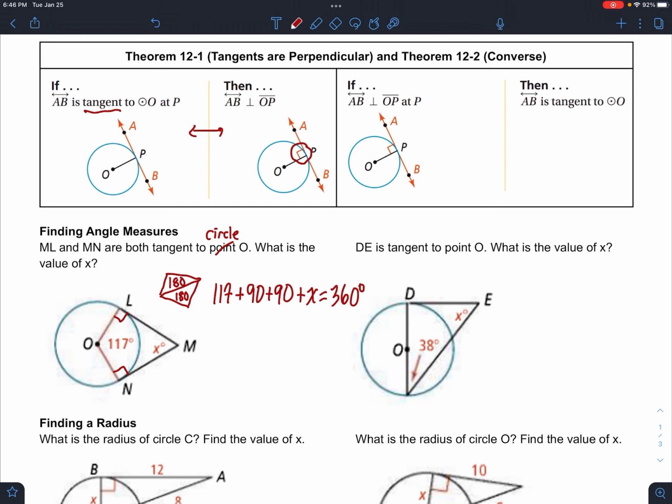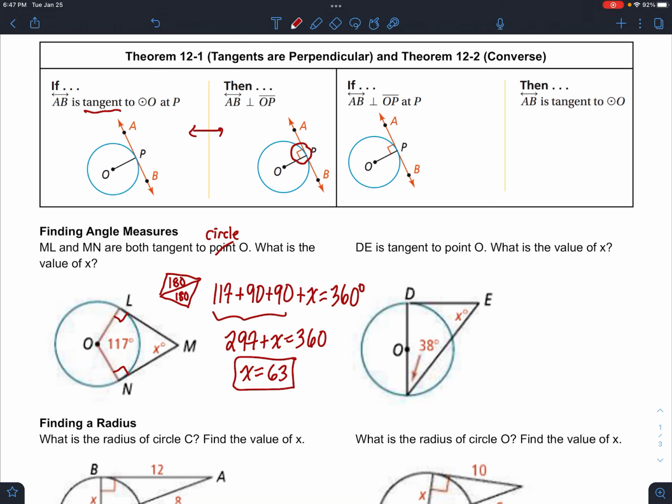Okay, so a four-sided figure, the angles add to 360. So all of these numbers here add together to 297. So I can just go ahead and subtract and get 63.